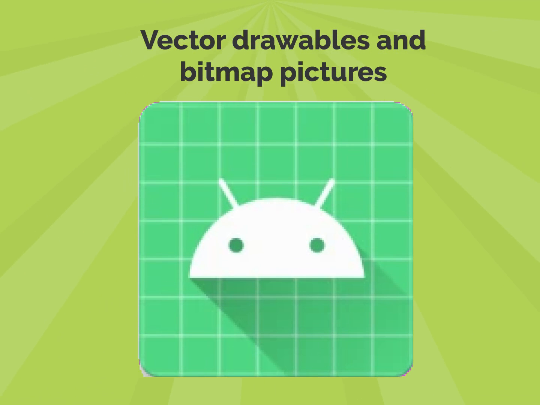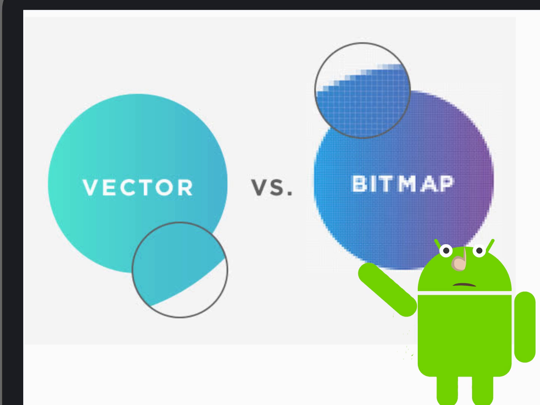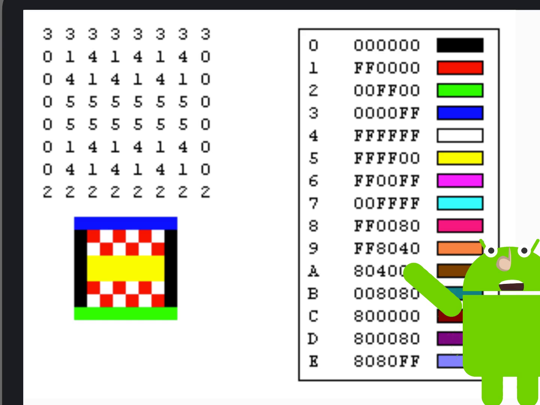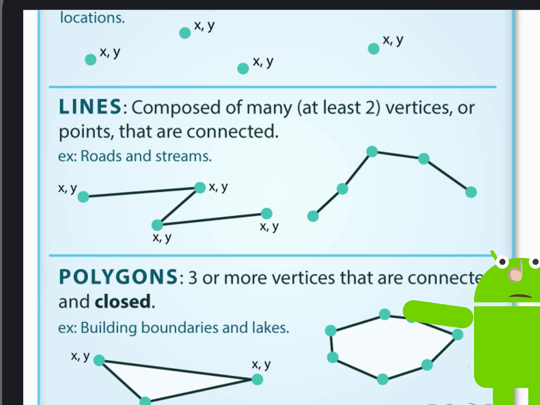Vector drawables and bitmap pictures. Although both vector drawables and bitmap pictures describe pictures, there are some important differences between the two. A bitmap image doesn't know much about the image it stores, other than the color information at the individual pixels. Vector graphics, on the other hand, know how to draw the shapes that define the picture. These instructions consist of a set of points, lines, and curves and associated color information.